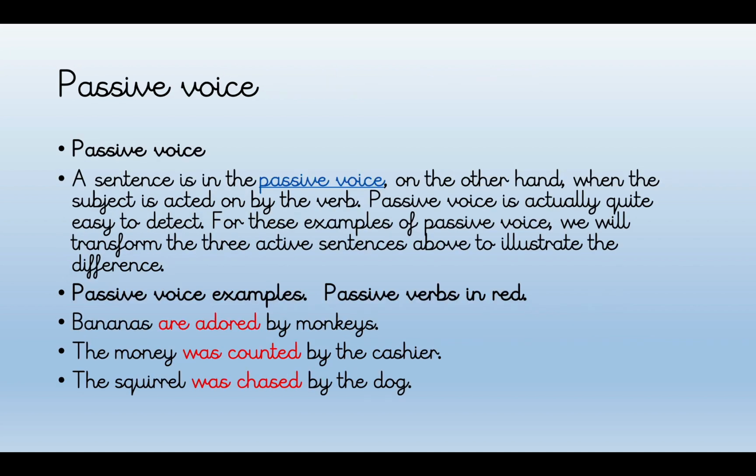Passive voice. A sentence is in the passive voice, on the other hand, when the subject is acted on by the verb. Passive voice is actually quite easy to detect. For these examples of passive voice, we're going to transform the examples from the last slide to show the difference. So here are examples of sentences in the passive voice, and the passive verbs are in red. Bananas are adored by monkeys. The money was counted by the cashier. The squirrel was chased by the dog.